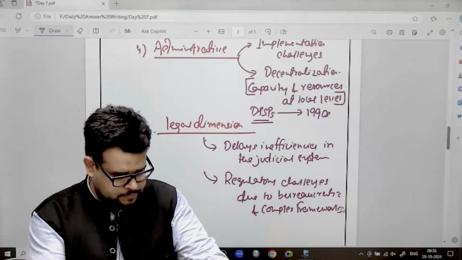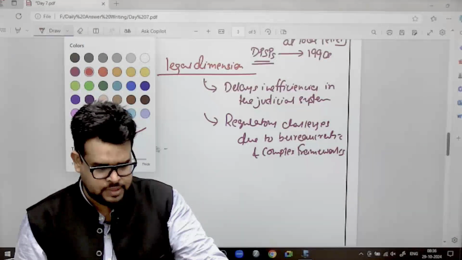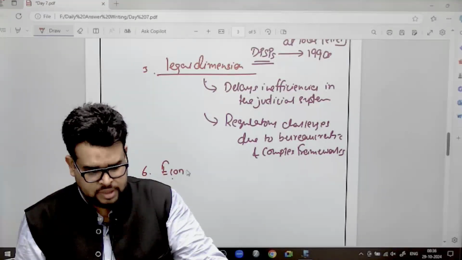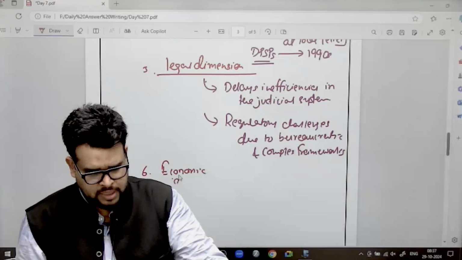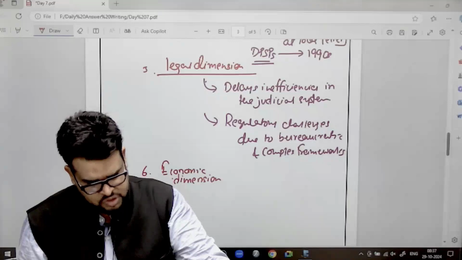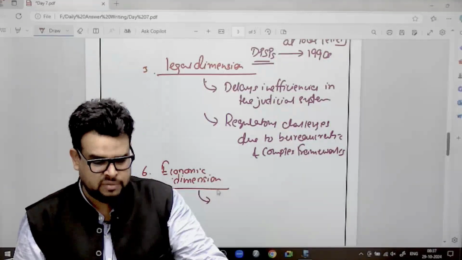That can be there. ठीक है ना? Next I can write under, this is your sixth point, I can write under economic dimension also. Economic dimension. Ab see, I don't have a word limit over here. I'm just trying to tell you what all things you can write. Okay na? So we have exceeded the word limit.